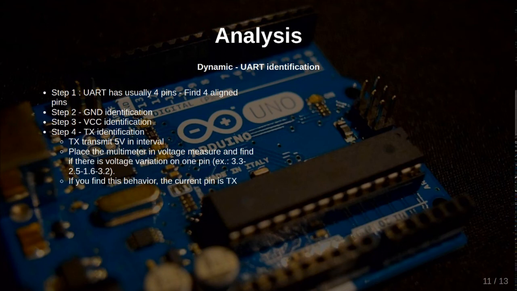Step 4. TX and RX pins are harder to identify. Remember that TX is used to transmit information. So, one pin should have 5 volts at intervals. To identify the TX pin, you can place your multimeter in voltage mode and find if there is a voltage variation on one pin, like 3.3, 2.5, 1.6 or 3.2. If you find this behavior, the current pin is TX.